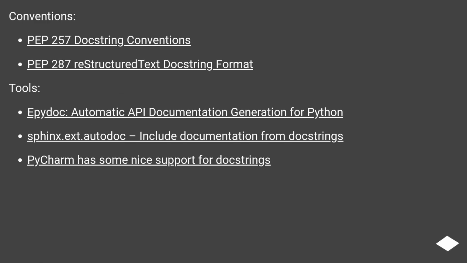Conventions. PEP 257 docstring conventions, PEP 287 reStructuredText docstring format. Tools. epydoc, automatic API documentation generation for Python. sphinx.ext.autodoc, include documentation from docstrings. PyCharm has some nice support for docstrings.